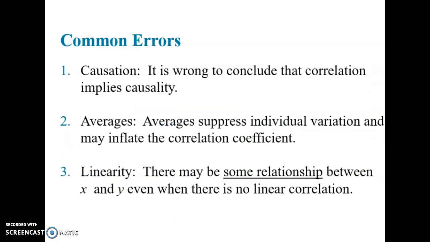When you're talking about correlation, there are some common errors you want to watch out for. First, we have causation. It's wrong to conclude that correlation implies causality. We've talked about it before. An important idea in this class is that correlation does not imply causality. Also, averages. Averages suppress individual variation and may inflate the correlation coefficient, so just watch out for that. Finally, linearity. There may be some relationship between x and y, even if there's no linear correlation.